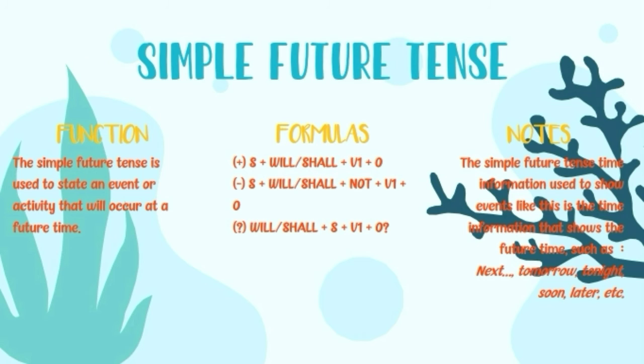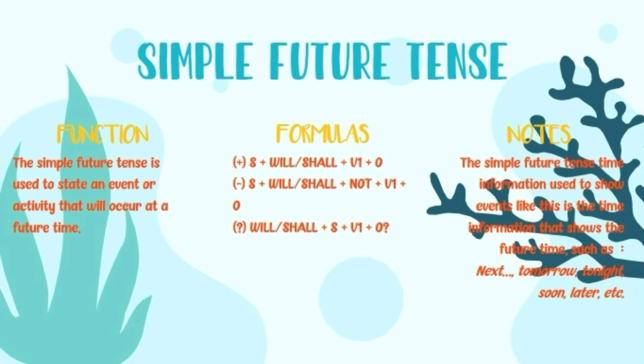Last but not least, we'll discuss the future tense. Simple future tense. The simple future tense is used to state an event or activity that will occur at a future time. The formula for the positive form is subject plus will or shall plus verb 1 plus object. And the negative form is subject plus will or shall plus not plus verb 1 plus object. And the interrogative form is will or shall plus subject plus verb 1 plus object.